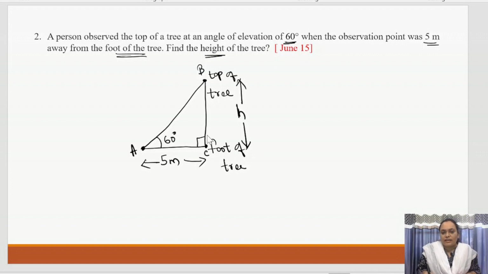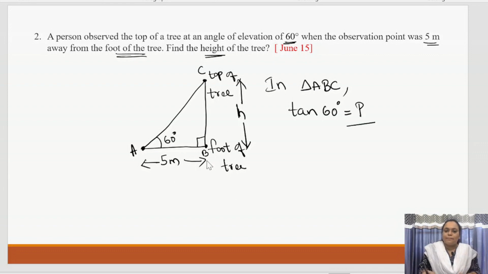In this triangle, this is an angle of 60 degrees. According to this angle, what is this? This is perpendicular and this is base, right? So we have perpendicular and base, we can use tan. Let us take in triangle ABC, tan 60 degrees is equal to perpendicular by base.